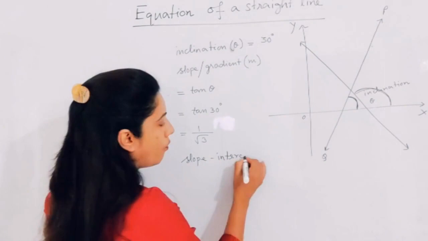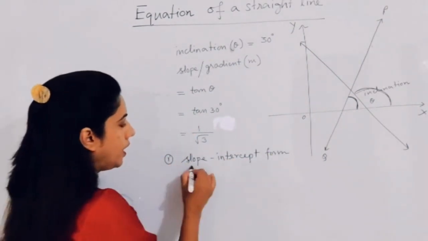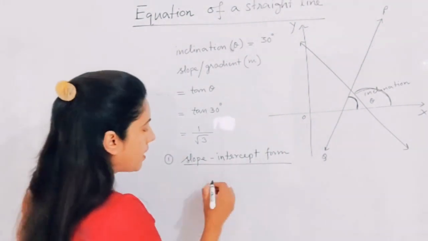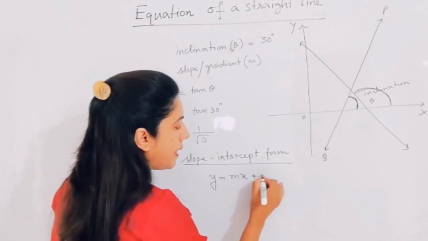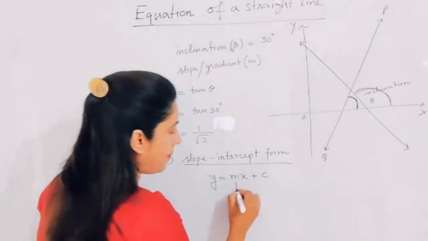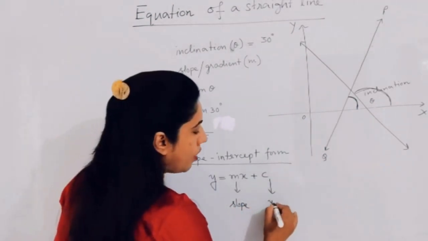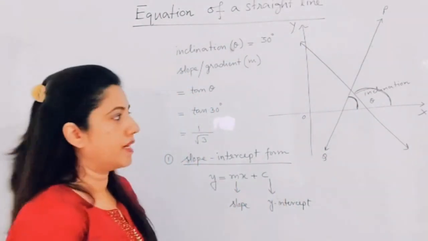slope intercept form. This is the first form to find out the equation of a line, that is the slope intercept form. Slope intercept form is y equals mx plus c, where m is the slope of the line and c is the y-intercept. Now what do you understand by y-intercept?